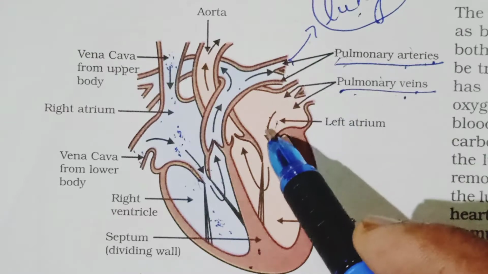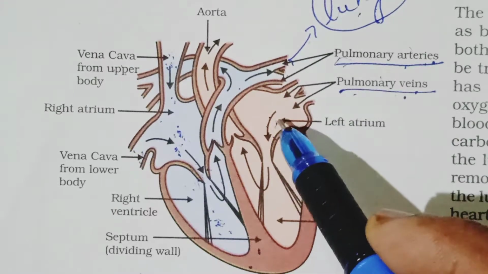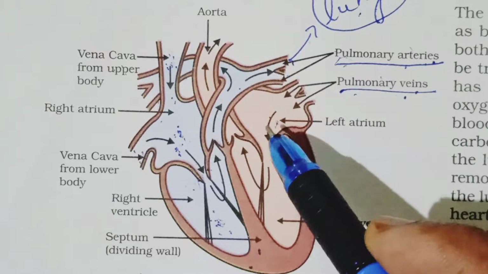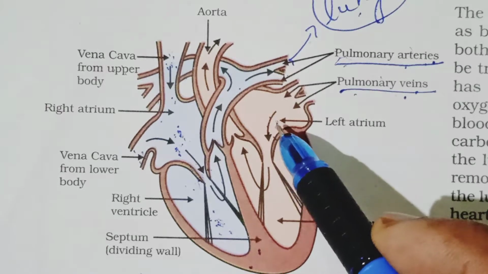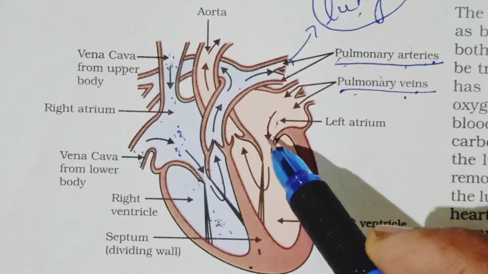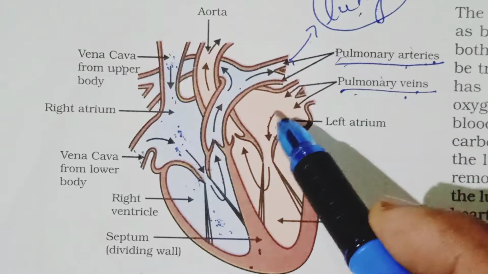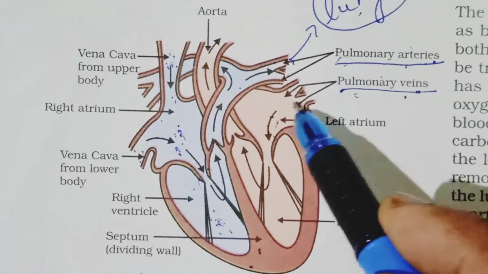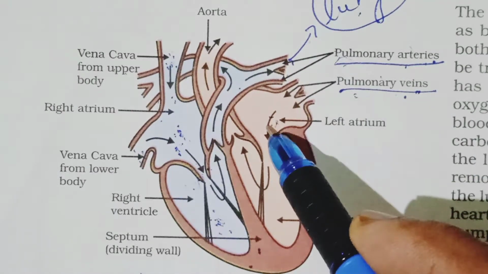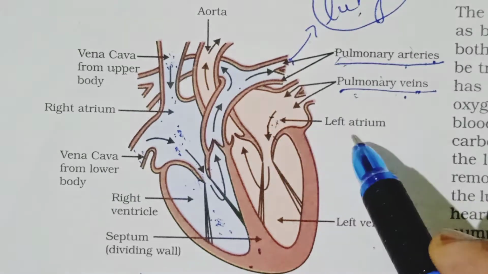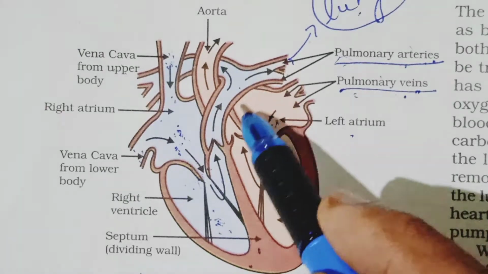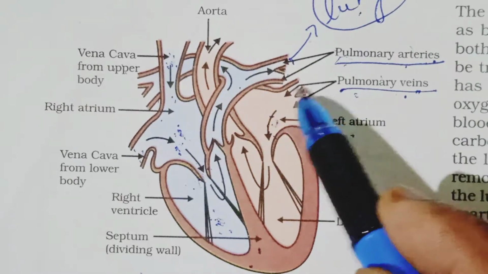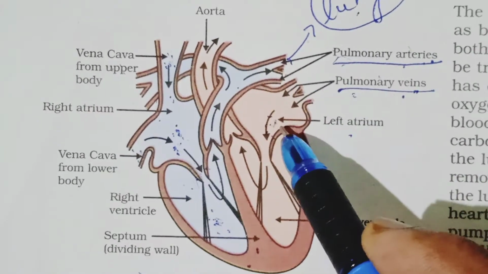Why is it being carried back to the heart? Because the lungs cannot pump the oxygenated blood to all the parts of the body. The pumping work is done by the heart, so it has to be brought back into the heart by the pulmonary vein. When it is brought back, it is brought into the left atrium or the auricle, that is the left side. That is why the color has changed here. Why has the color changed? Because it is converted into oxygenated blood.